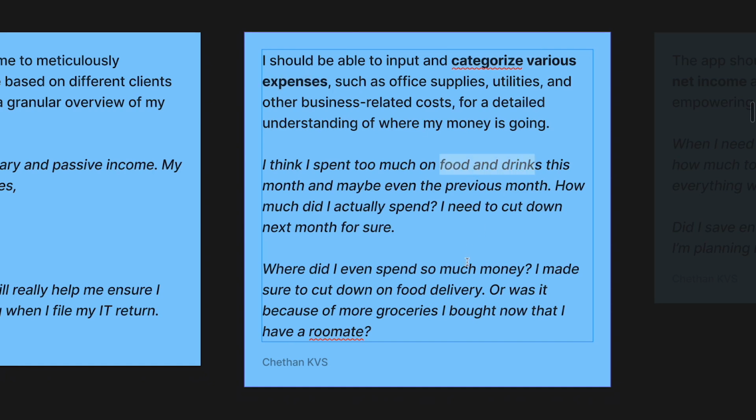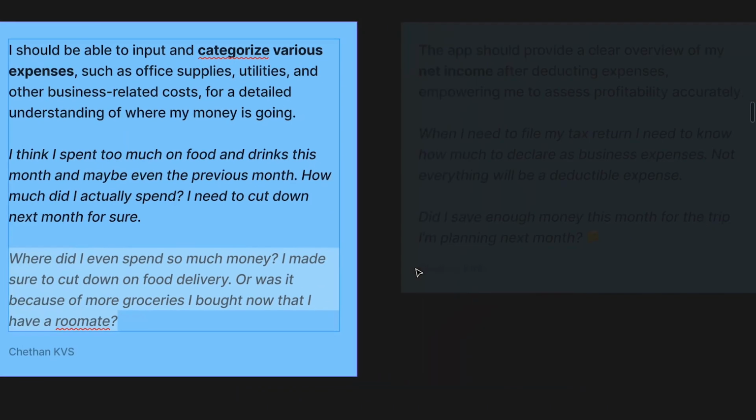We're taking a category. Another one could be, where did I even spend so much money? I made sure to cut down on food delivery, right? So basically, if I took the example of food and drinks and I saw that I spent a lot of money, I would be like, where did I even spend that? I made sure to cut down on food delivery. I did cut it down. Or was it because of more groceries that I bought now that I have a roommate, right? So these are basically questions that you want information on, right? So I took this and tried to break it down to make as much sense as I can of this thing that I got from ChatGPT, right? And this is definitely something a human being would obviously say or think about, all right?